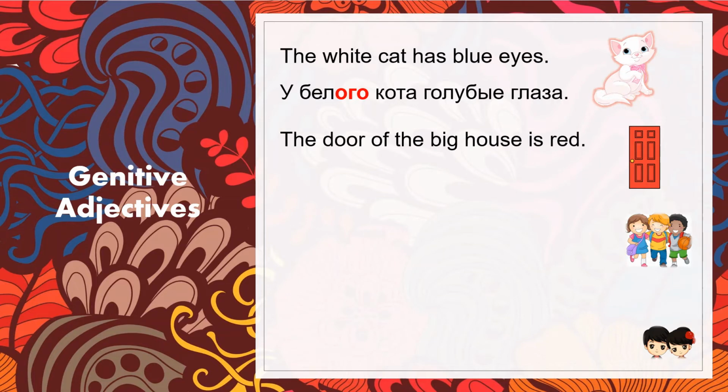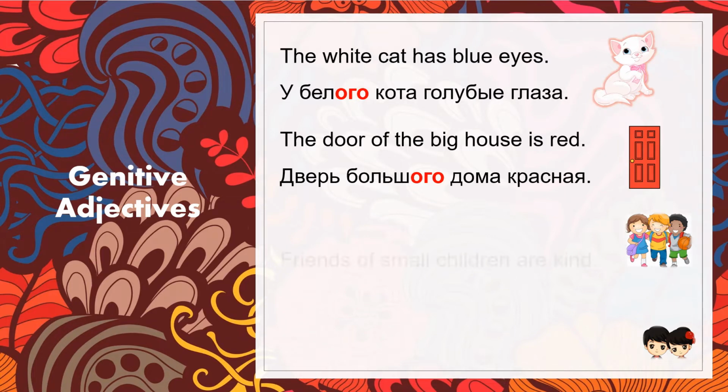Another example, the door of the big house is red. Okay, so the big house is doing the possessing. So that will be in the genitive case. Дверь большого дома красная. The door of the big house is red.